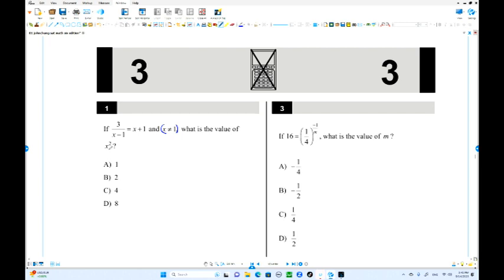So what is the value of x squared? We'll multiply x minus 1 on both sides. So 3 equals x minus 1 times x plus 1. That is the conjugate, okay? So x squared minus 1. So x squared equals, plus 1 on both sides, 4 is the answer.